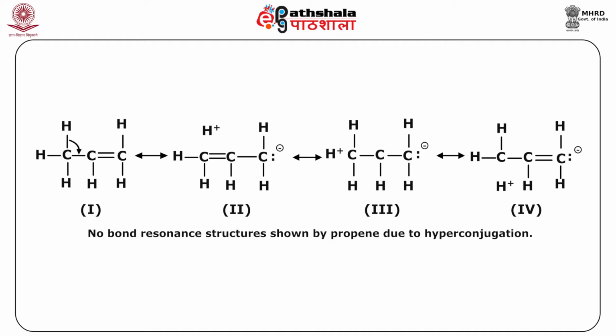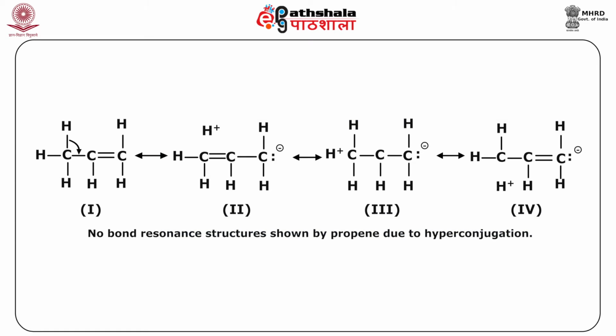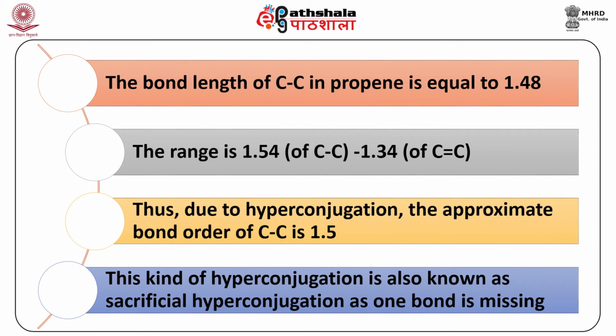These equivalent contributing structures, that is the second, third and fourth here, are also polar in nature, and hence they are responsible for the dipole moment of propene, which is 0.36 D. The C-C bond length in propene is equal to 1.48 Å. The range is 1.54 for the C-C single bond and 1.34 for the C=C double bond, but due to hyperconjugation, the approximate bond order of the C-C is 1.5, and this kind of hyperconjugation is also known as sacrificial hyperconjugation, as one bond is missing.